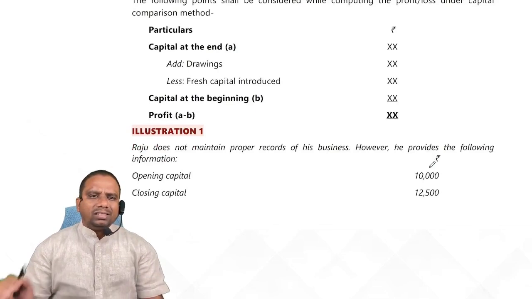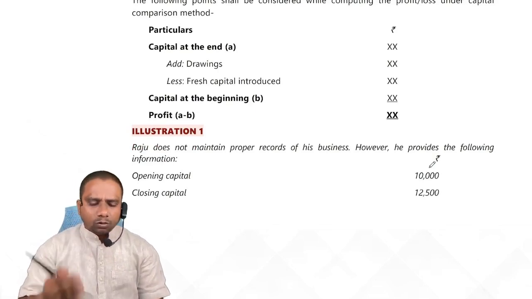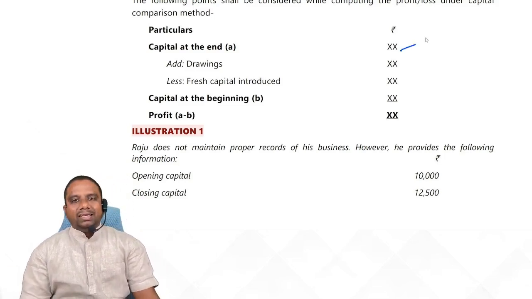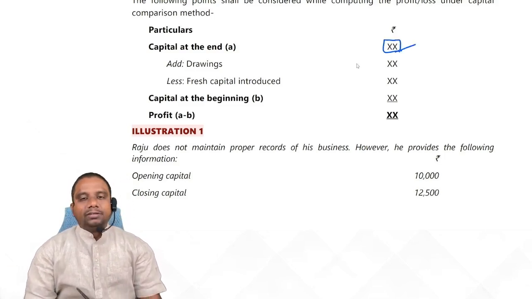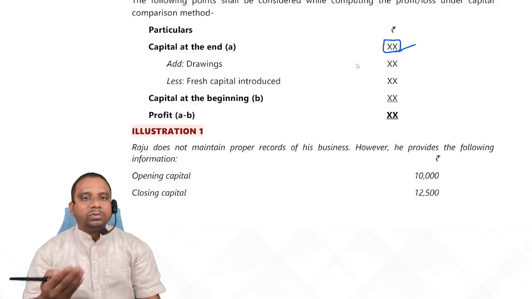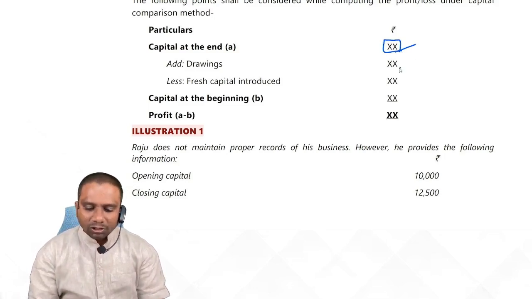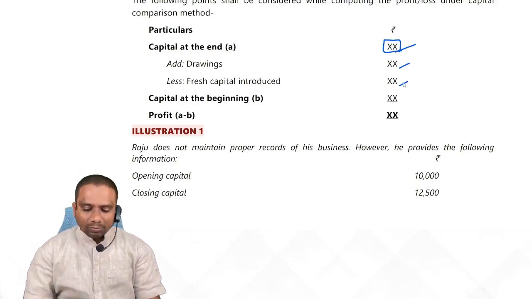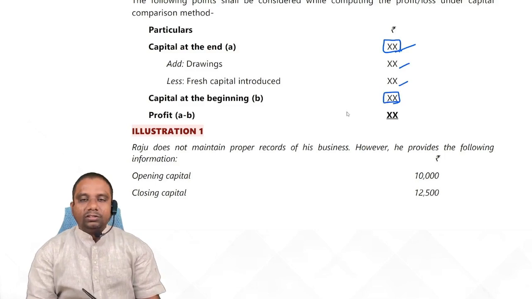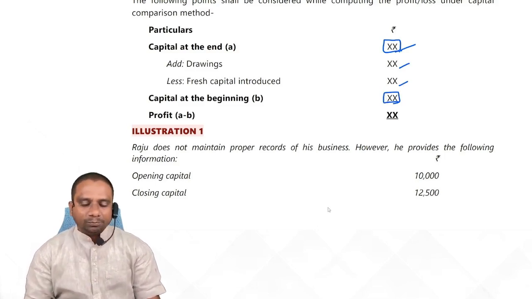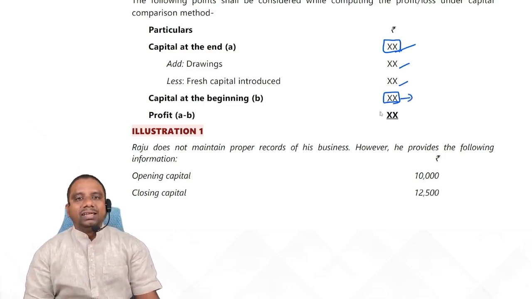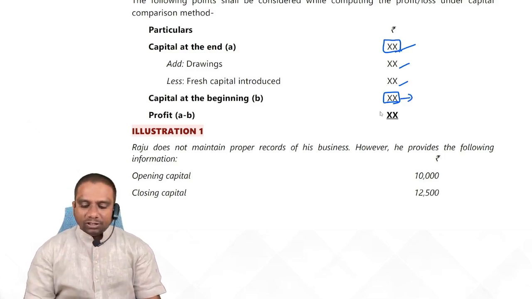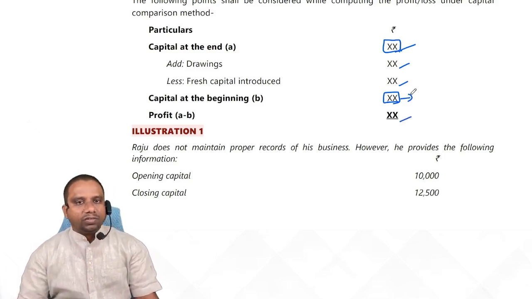Before that, under statement of affairs method, how do we calculate profit? Let us check. First one, capital at the end. We take capital at the end. This can be calculated by preparing closing statement of affairs. To that we add drawings, we deduct fresh capital introduced. From that, we also deduct the opening capital at the beginning of the year. Opening capital at the beginning of the year can be calculated by preparing opening statement of affairs. The difference is nothing but profit. Clear, students?